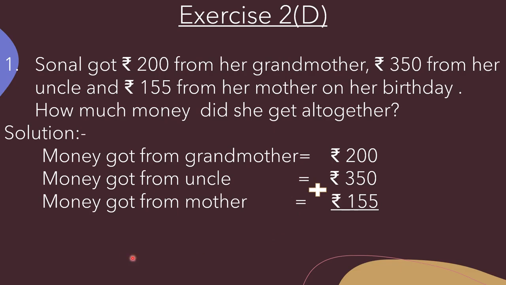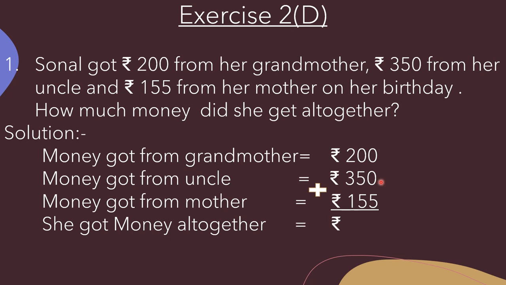Now we have to add. So she got money altogether: 0 plus 0 plus 5 is equal to 5, and 0 plus 5 plus 5 is equal to 10. So here we will write 0 and 1 will be carry over. Now 1 plus 2, 3. 3 plus 3, 6. And 6 plus 1, 7. So the answer is rupees 705. So she got money altogether equal to rupees 705.